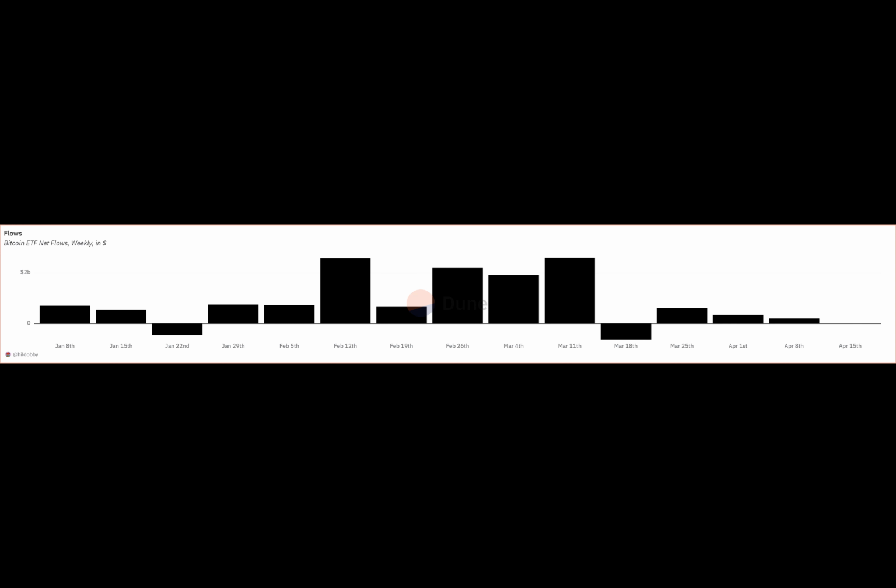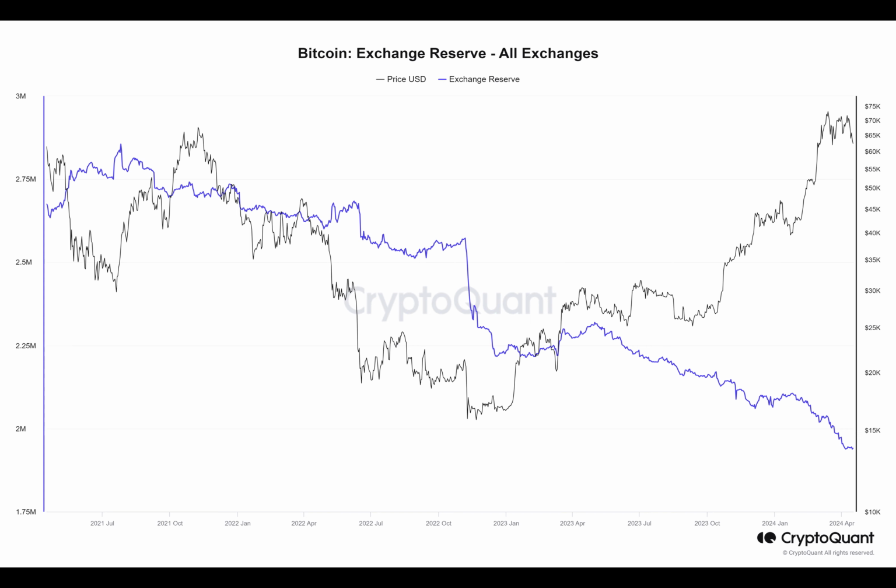Bybit, the world's third largest exchange, expects Bitcoin prices to start recovering from the current correction, according to the report. Weekly inflows into the spot Bitcoin ETFs have been slowing down since March. Last week saw over $199 million worth of net inflows into the ETFs, down from $2.58 billion in the week beginning March 11th, according to Dune.